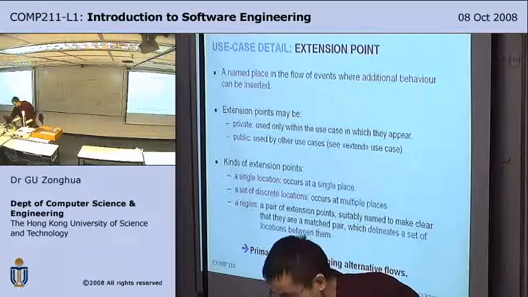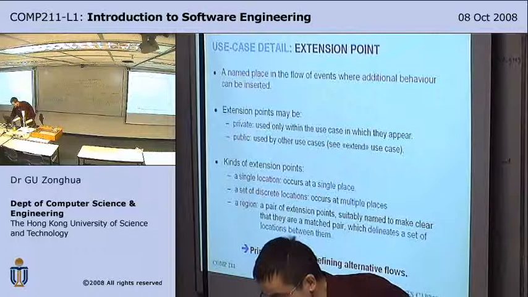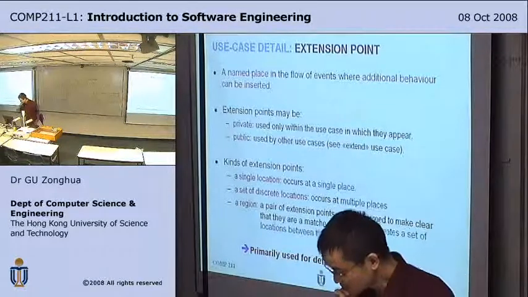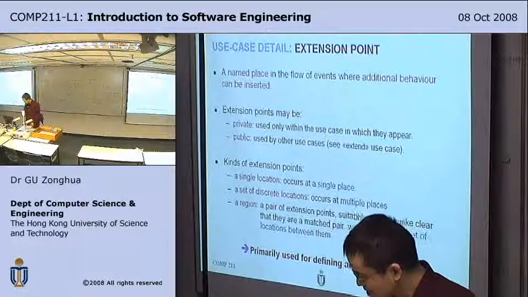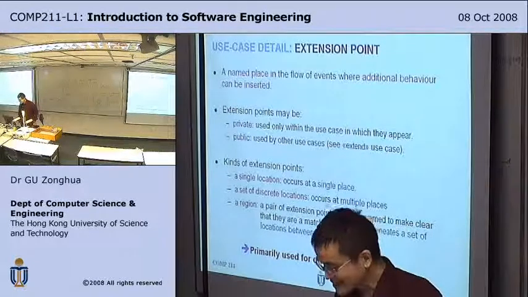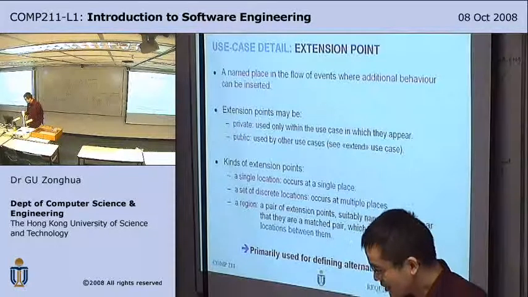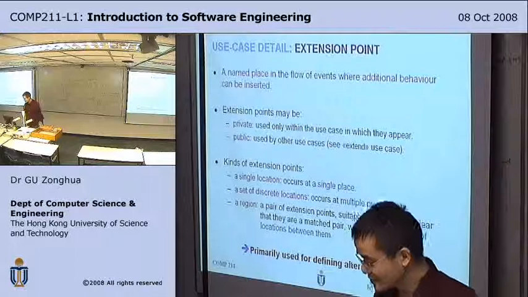When it's public, it is called an extend use case. So we'll discuss more details on this. Extension points may be at a single location, or a set of discrete locations, or a region. That is, a set of locations between 2 points in the flow of events.